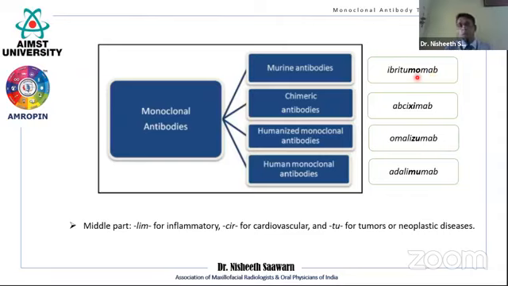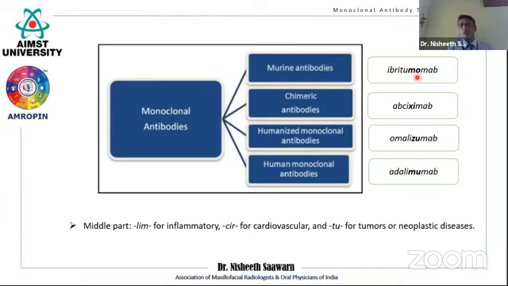The problem with the murine antibodies was that they had a very short half-life, and they were inducing allergic reactions inside the human body, and sometimes anti-drug proteins or allergens were being produced. To overcome that, chimeric, humanized, and human monoclonal antibodies were used.